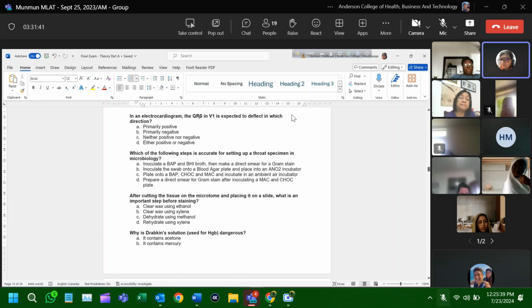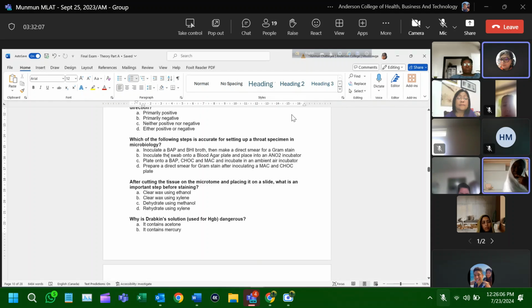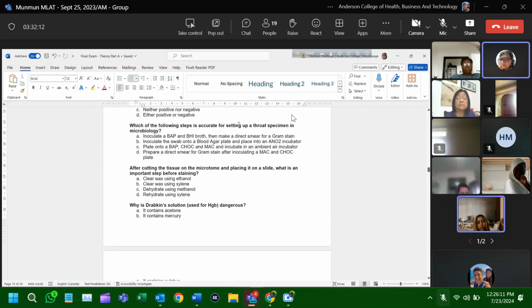In an electrocardiogram, the QRS in V1 is expected to deflect in which direction? Positive, upwards, right? Look at the ECG chart and find it out. The QRS in V1, whether it's a positive deflection or negative deflection. Check that one. Write it down. Positive. Yes.